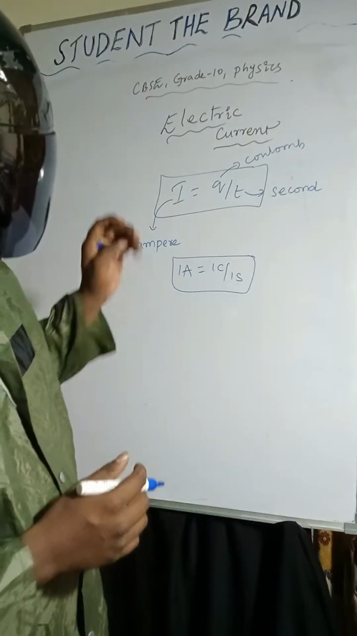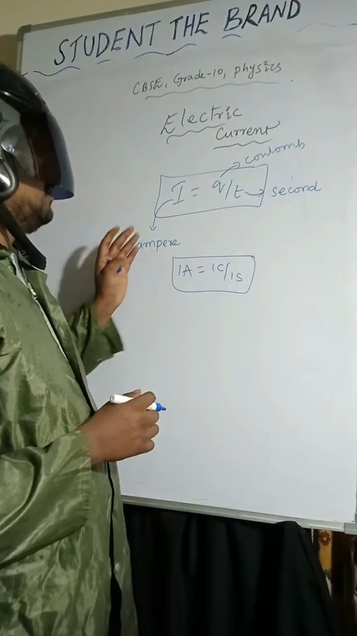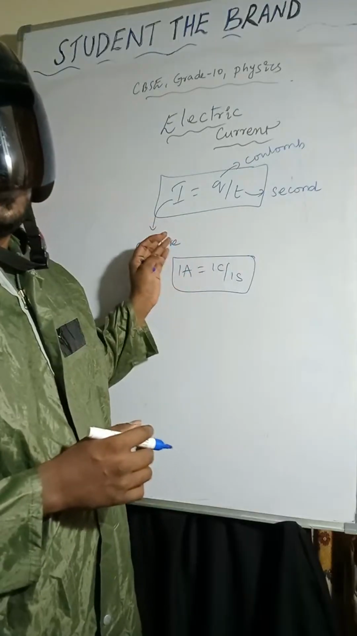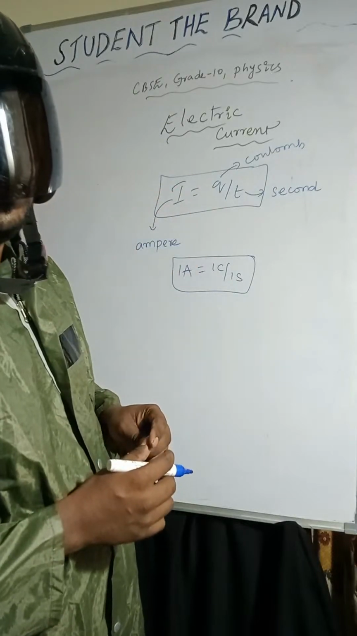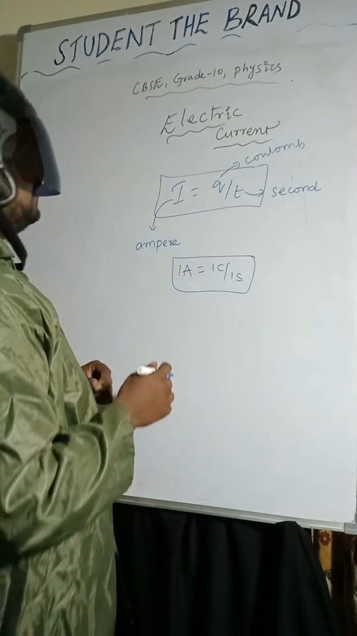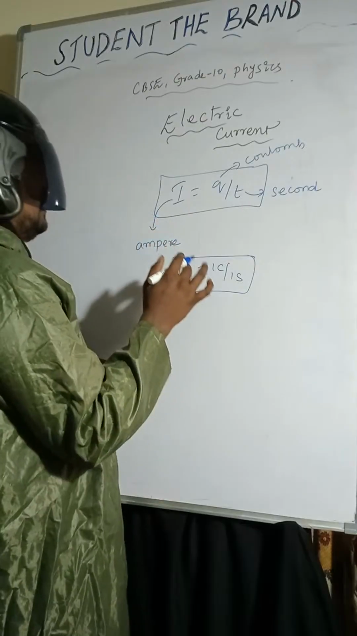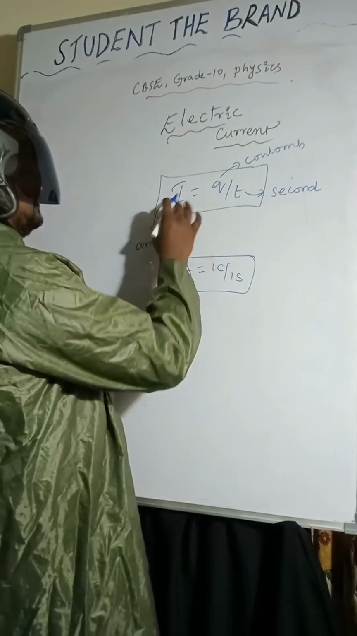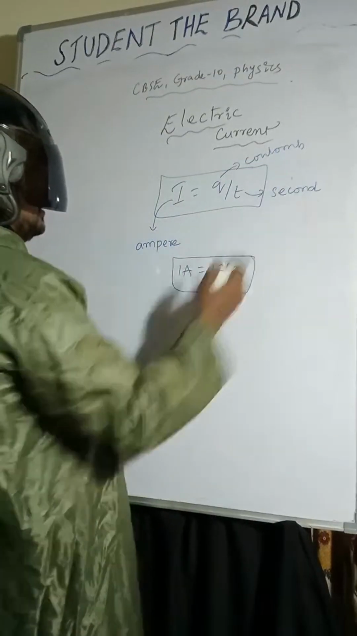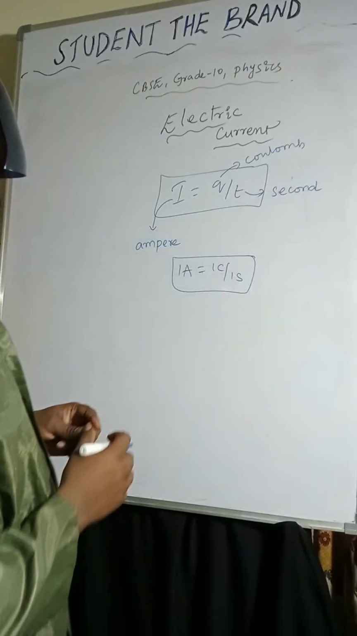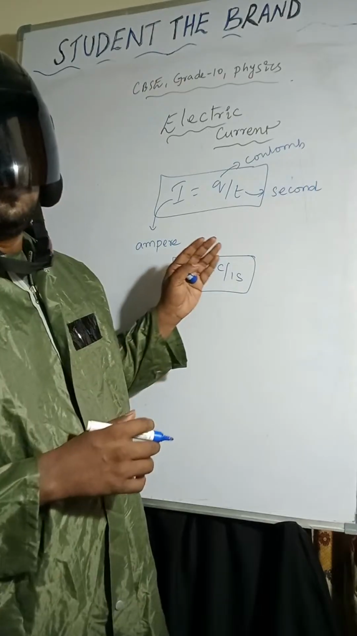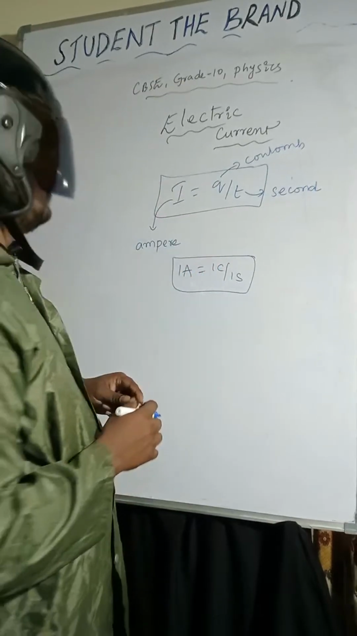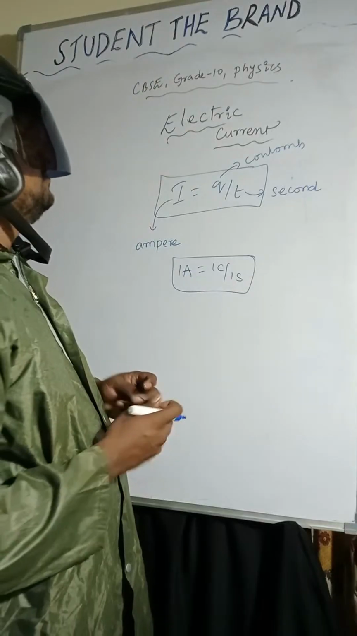So 1 ampere equal to 1 coulomb per 1 second. Here we can also take the SI unit of current is ampere, the SI unit of charge is coulomb, the SI unit of time is second. So 1 ampere equal to 1 coulomb per 1 second.